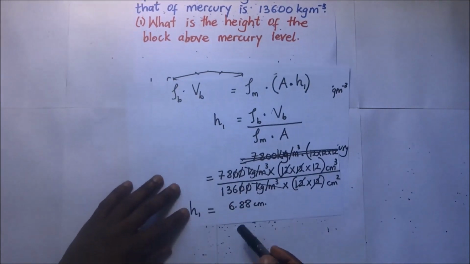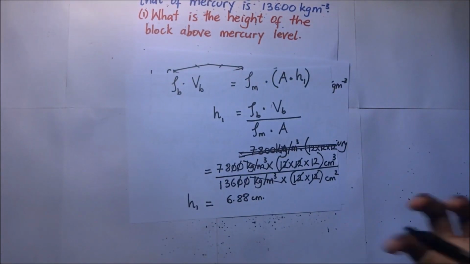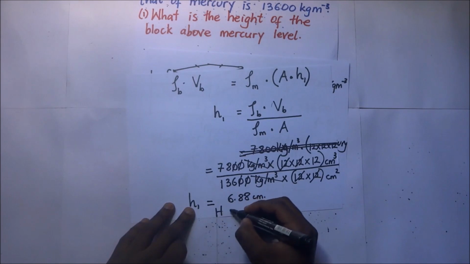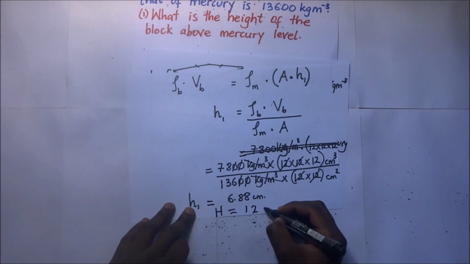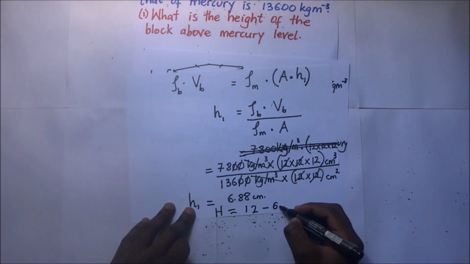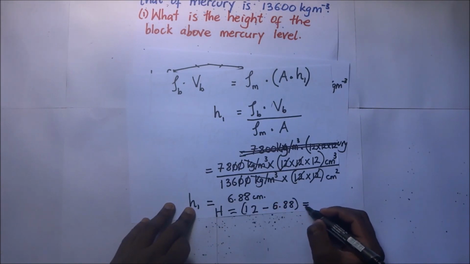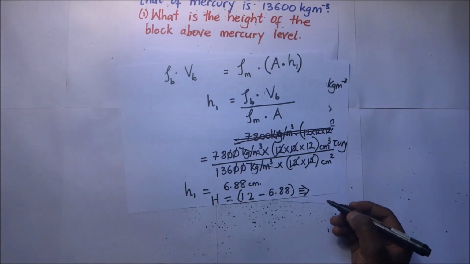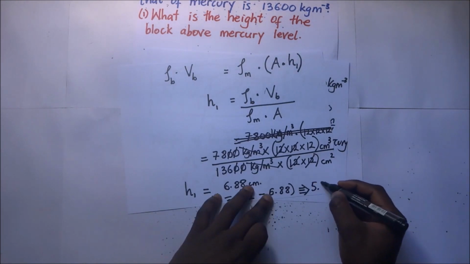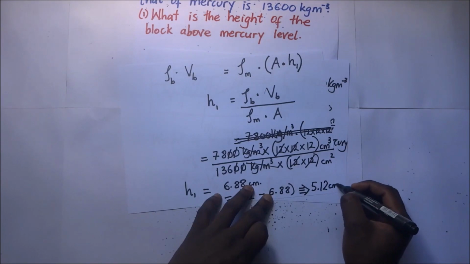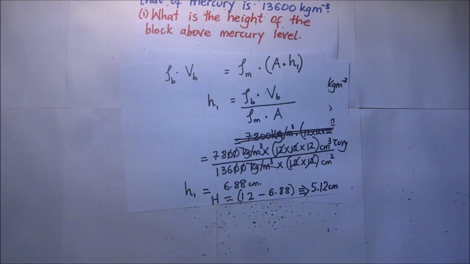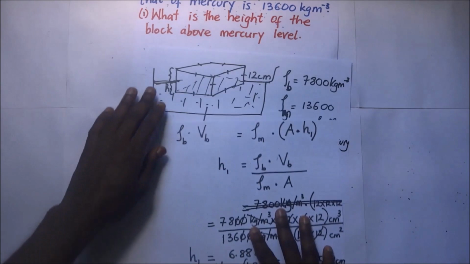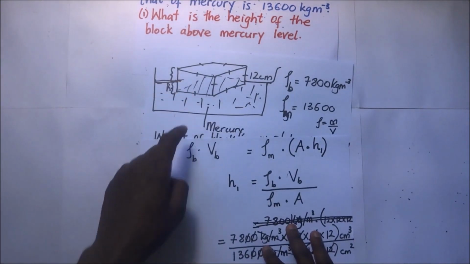So to get the height of the block above the mercury level, the real height that they want is going to be equal to 12 centimeters. Subtract that 6.88. And when we subtract that, our answer here is going to become 5.12 centimeters. So 5.12 centimeters is actually the height of this mercury block that is above the mercury level.